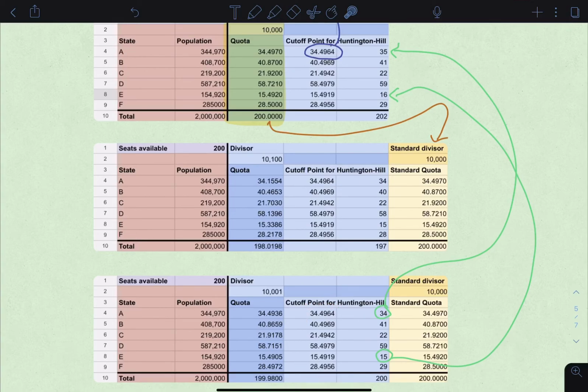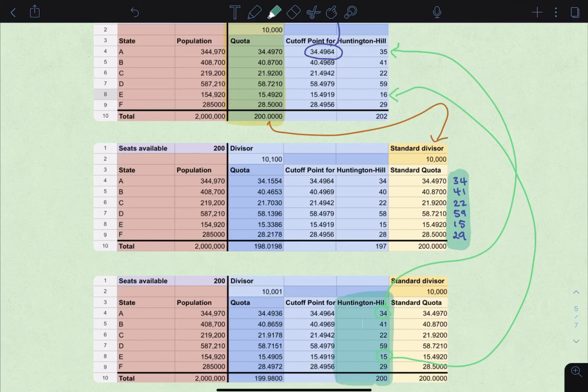Let's take one moment to look back at the standard divisor. When we divided all of the populations by the standard divisor, we get these numbers. Just to make a note, if we had used standard rounding rules, then this number would have been 34, this would have been 41, this would have been 22, this would have been 59, this would have been 15, and this would have been 29. And notice that this list matches the same apportionment from the Huntington-Hill, where the divisor was 10,001.